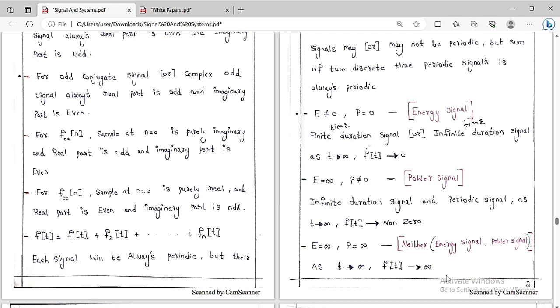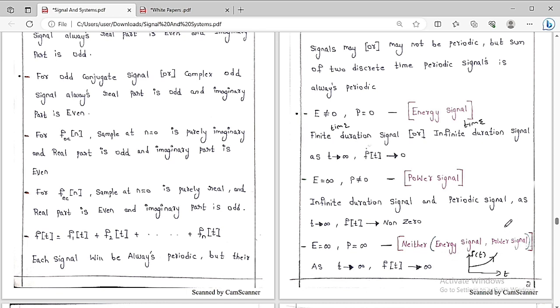Let me draw this graph so you can see clearly. So this is the best example graph. You can see, as t tends to infinity, the value f of t tends to infinity. Those signals are basically called neither energy signal nor power signal.